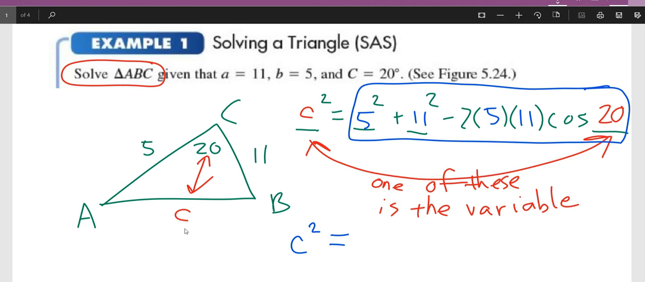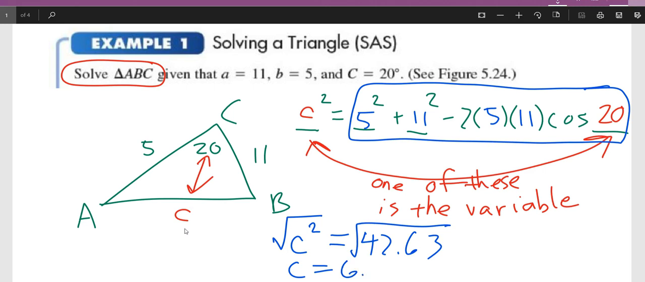So c squared equals 5 squared plus 11 squared minus 2 times 5 times 11 cosine 20, for a grand total of what? 42 point what? 63, something like that. And then what do you do for your slam bam finish? Square root. This is the easy version of the law of cosines, folks. I wouldn't say hard, but it is definitely more difficult than this. So like 6.53. That was pretty easy, right?